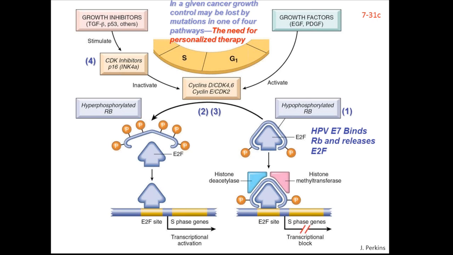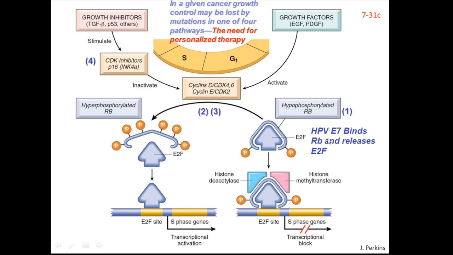Once again, we are saying not all cells lose RB function by one mechanism, which means that cancers in which RB function has been lost by different mechanisms have to be treated differently. This again is moving us towards a type of personalized therapy. So what are the 4 possible ways?